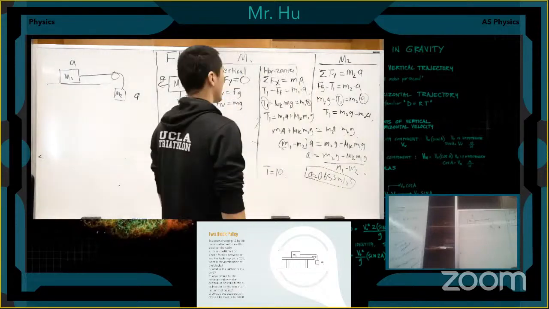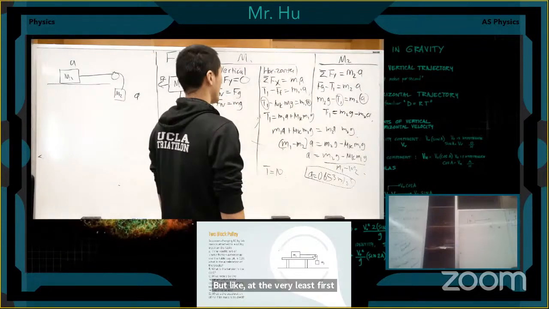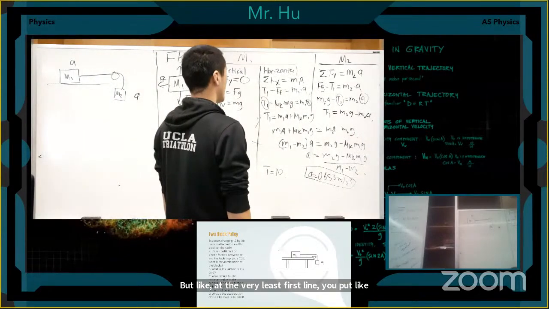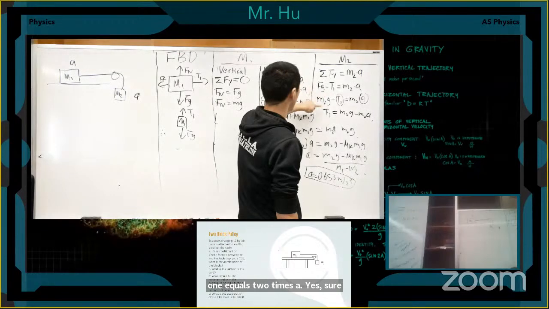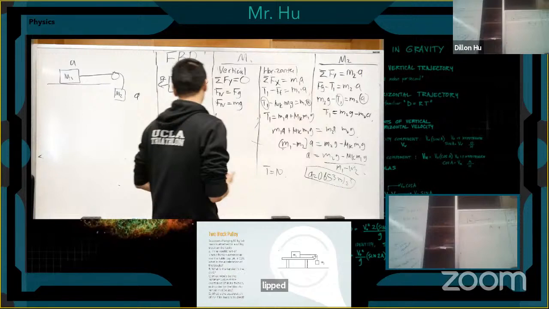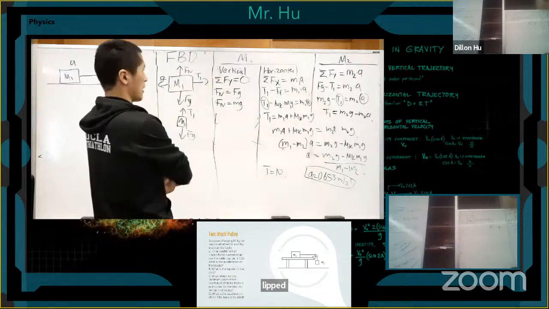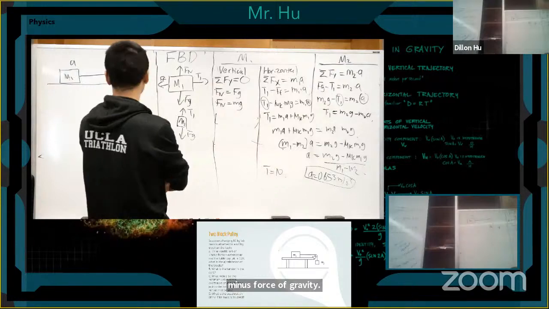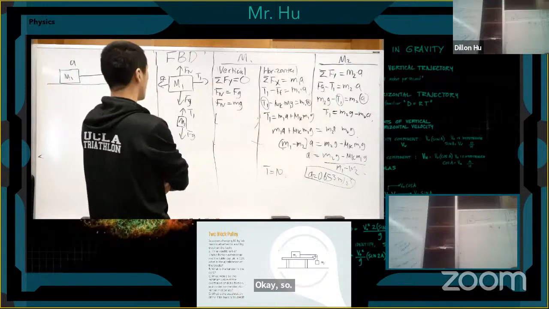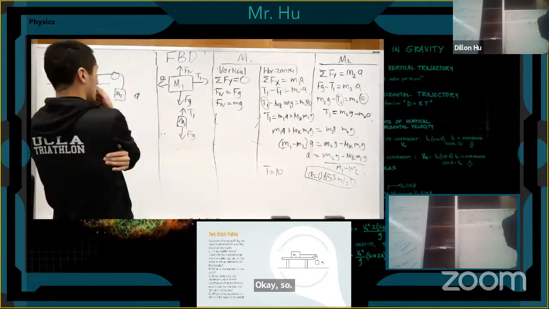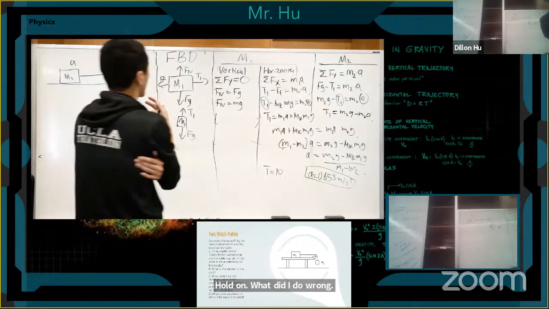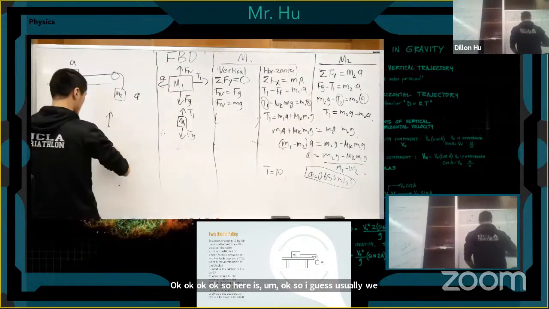But at the very first line, you put, like, the second line, force of gravity minus tension 1 equals M2 times A. Yes. Shouldn't tension 1 and force of gravity be flipped? Tension 1 minus force of gravity. Okay. So hold on. What did I do wrong? Oh, okay. So I guess usually we assume that up is positive, down is negative.